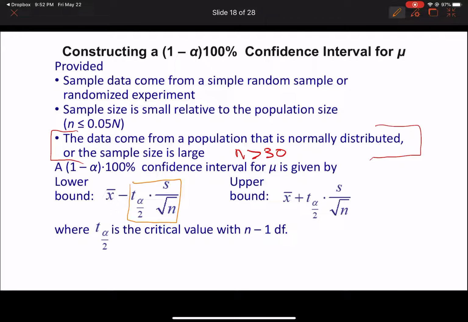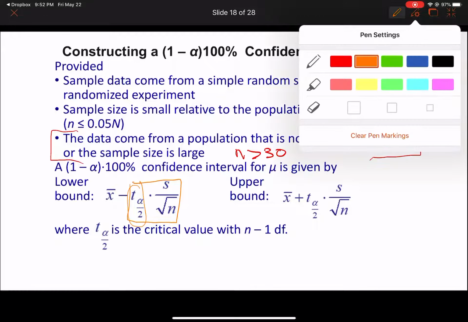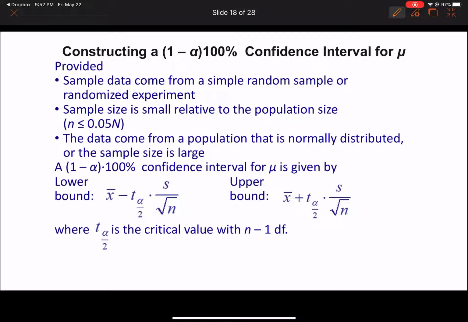So basically it is your critical value right here times your new standard deviation. This is the standard deviation we learned in 8.1. And you take the x bar, so this is your sample mean, and you subtract and you add that margin of error. You add and subtract that margin of error to get your interval. So let's do some math on that.